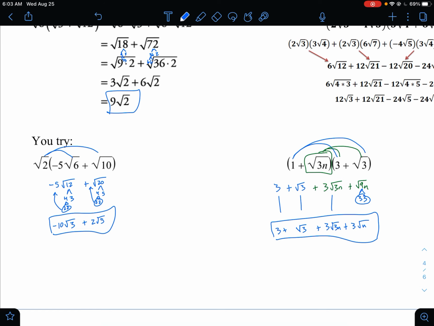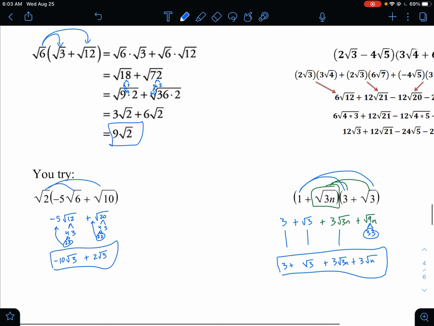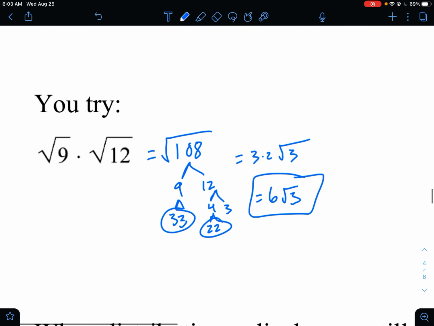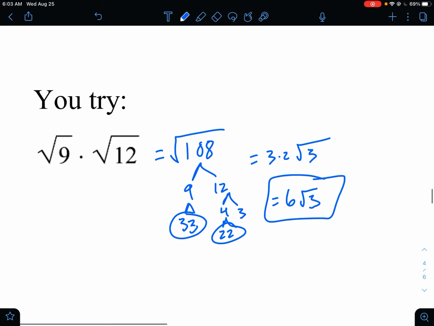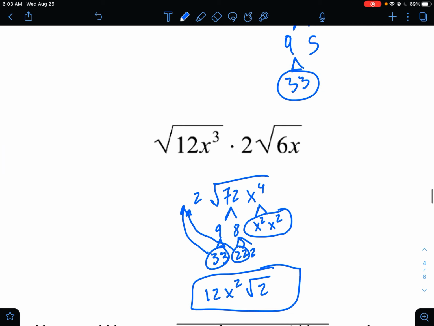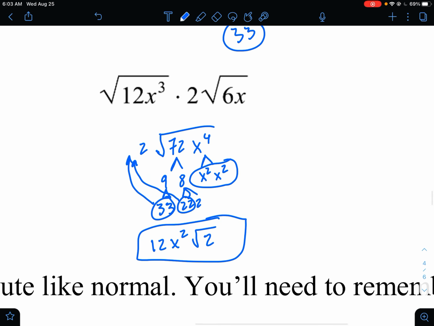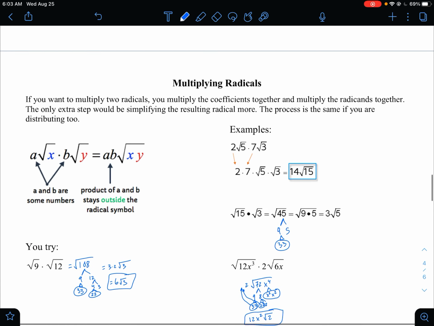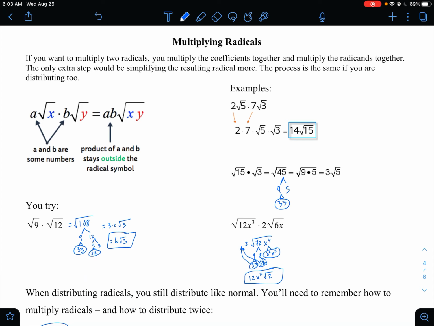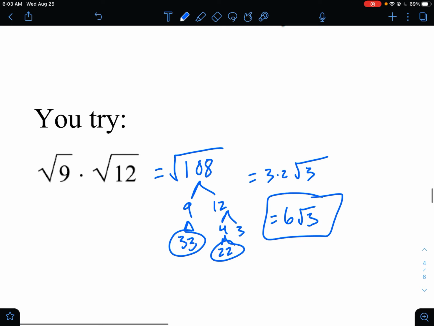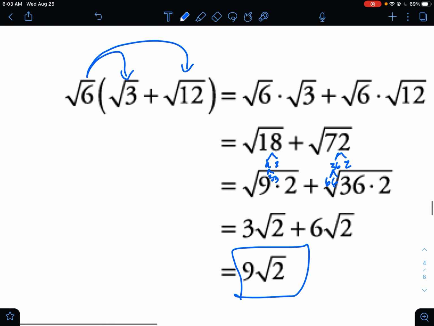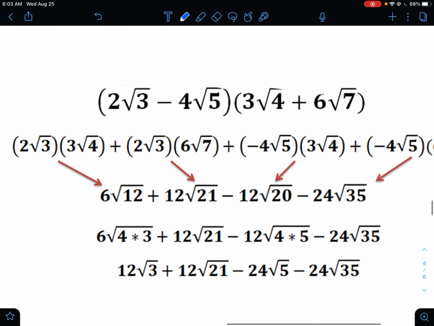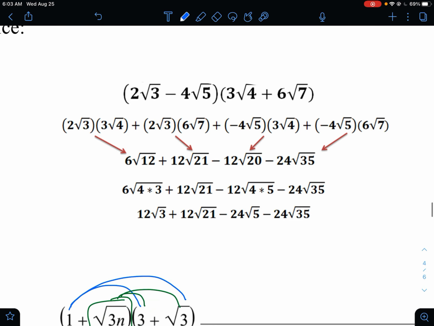We got double distribution, we got single distribution, and then at the beginning we learned that you multiply the things inside the radicals together and the things in front of the radicals together, and that's how you multiply two radicals. So on your assignment, you have a mix of these. You got some simpler ones, some with variables. You got some where you do some distribution. And you got some where you gotta do double distribution.